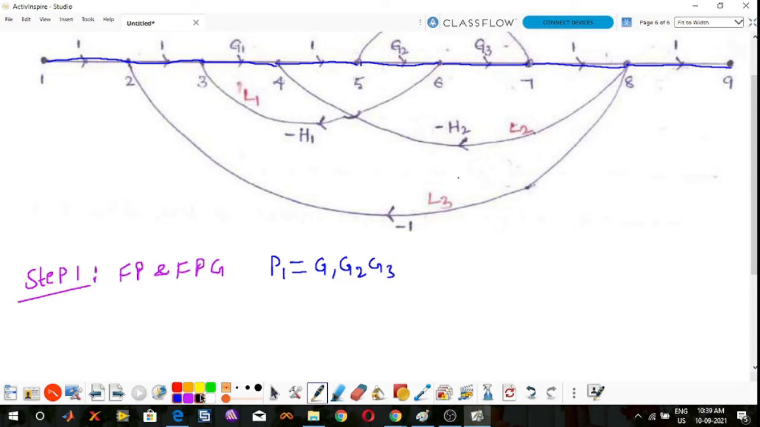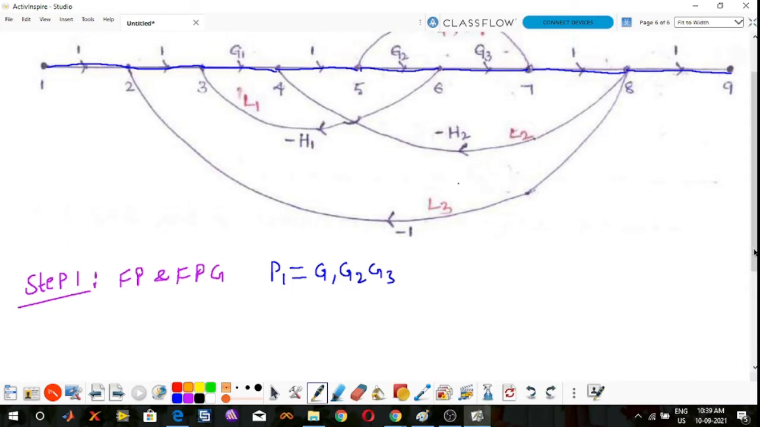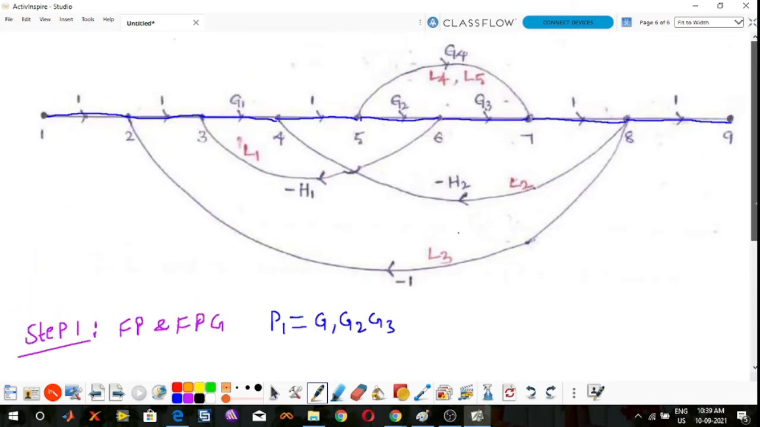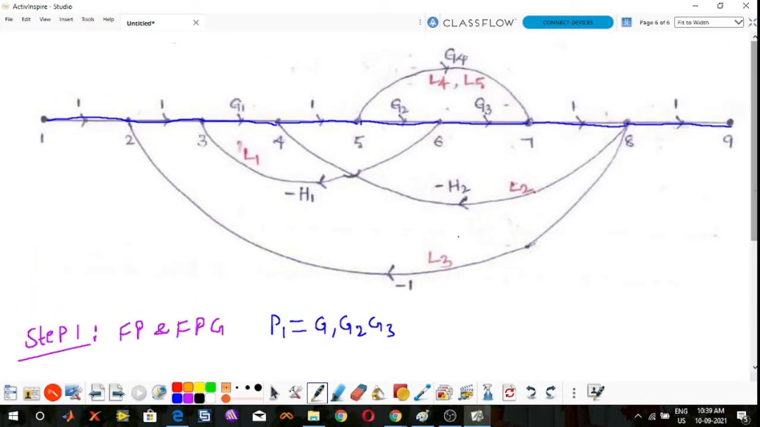And the second forward path. Forward path is a path from input node to output node that does not cross any node more than once. So identify the second forward path from input node to output node: 1 to 2, 2 to 3, 3 to 4, 4 to 5, 5 to 7, 7 to 8, 8 to 9. That is the second forward path.